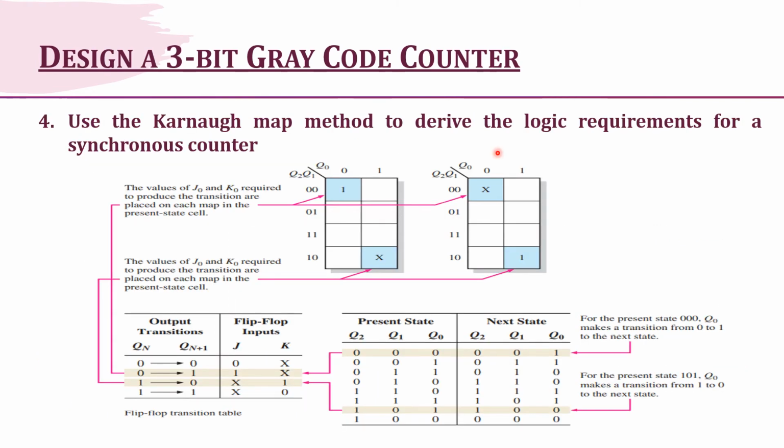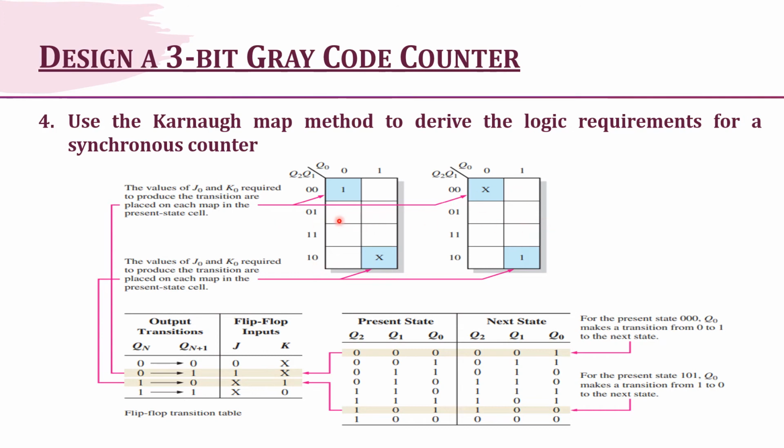So the next step is using this K-map method. We need to derive the logic requirements for the 3-bit Gray code counter. So we need to find the equations for J0, K0, J1, K1 and J2, K2. For that, we are going to draw the K-maps for J0, K0, J1, K1 and J2, K2 using this next state table and the flip-flop transition table details.